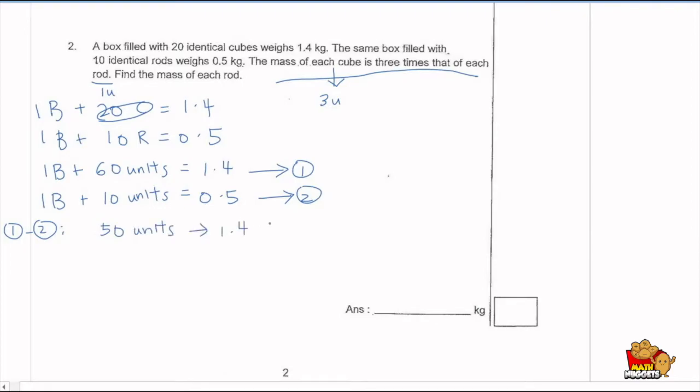And that would be 1.4 minus 0.5, which is 0.9. So the mass of each rod would be 1 unit. So 1 unit will be 0.9 divided by 50, which is equal to 0.018.